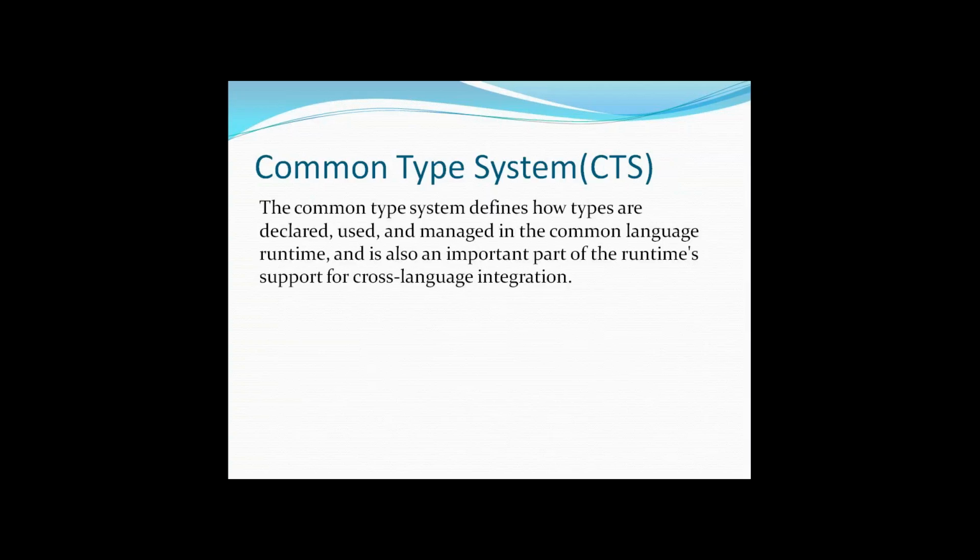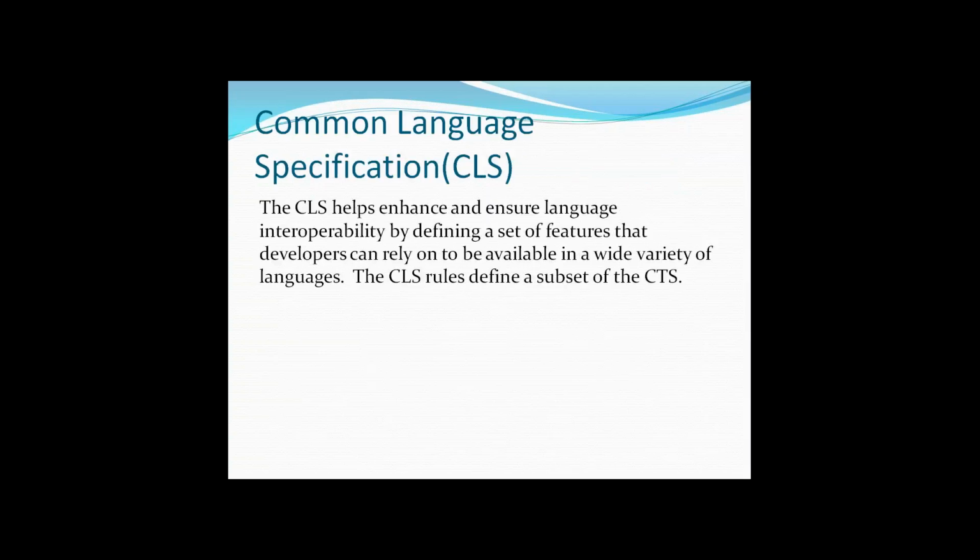And we understood common type system. Apart from your common type system, you have something else called as your common language specification. So what is a specification? Before understanding what is common language specification, let's try to understand what is a specification first. What is specification? Specification is a set of rules which will guide you to some goal, or which will help you in achieving some goal, right?